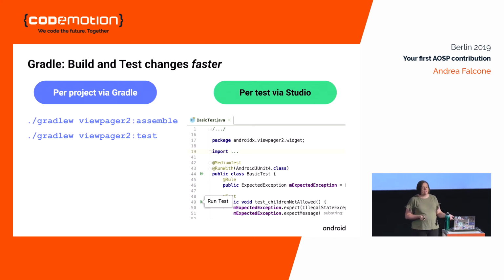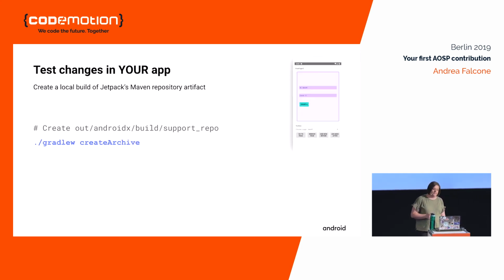But if you're just working on a single library, you can build much more quickly using assemble and test on those specific libraries. And it's also possible to run the tests in Android Studio, which might be more comfortable, or allow you to debug more easily. It's more like how you would actually do development.